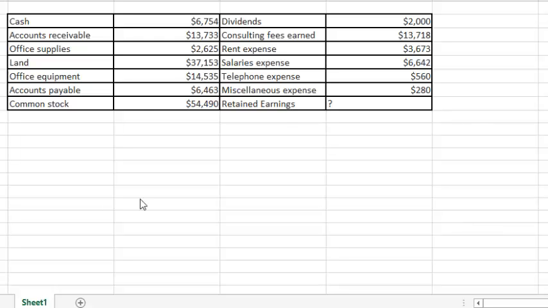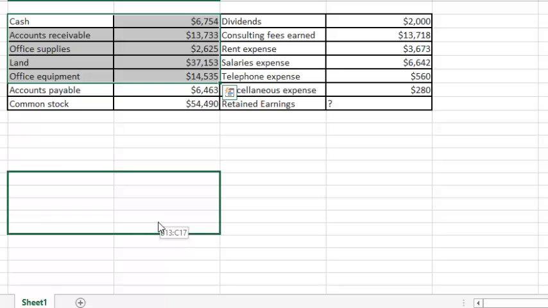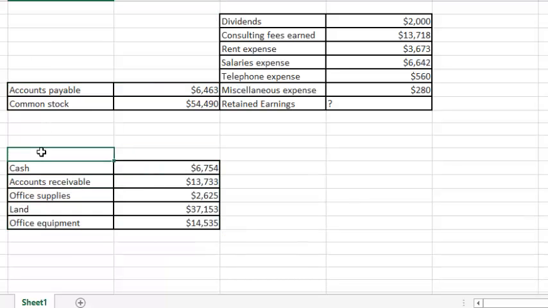So what we want to do is look at this from the perspective of a balance sheet. As you see here, we have cash, accounts receivable, office supplies, land, office equipment. These are all assets. So I'm just going to bring these down, and we're going to create a table here that we're going to call assets.